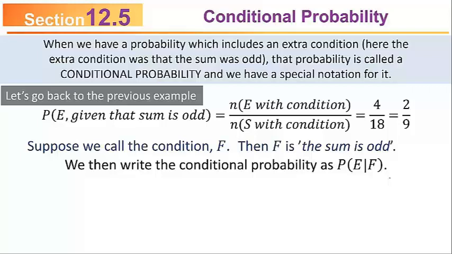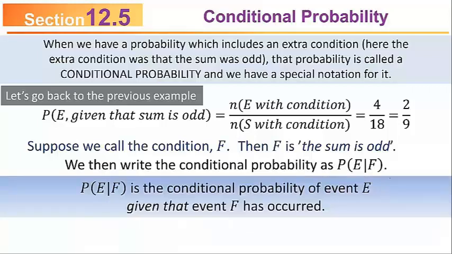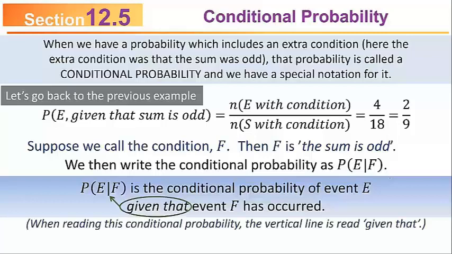Probability of E given F. That's conditional probability. This is important, so take a minute to just soak it in. The probability of E given F is the conditional probability of event E given that F has occurred. That F is the additional information that we now know that we didn't know before. The vertical line is read "given" or "given that," depending on exactly how you want to phrase it.